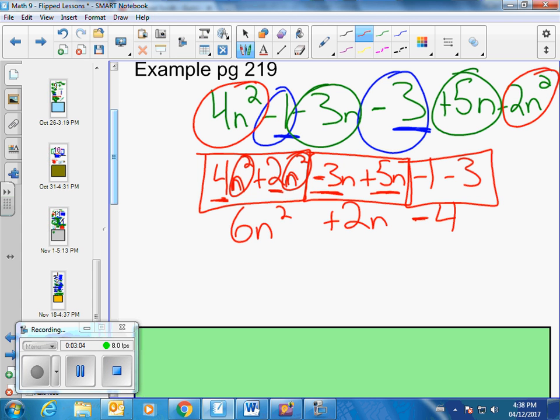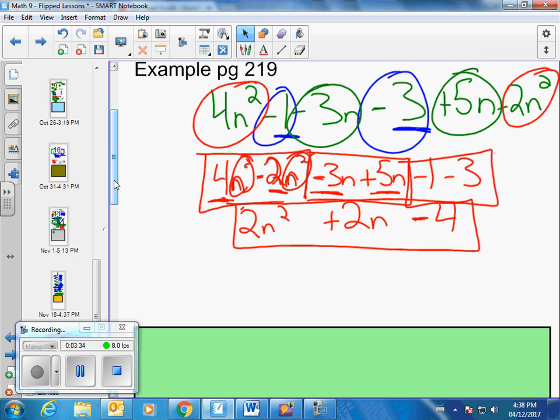So my, oh, did I forget something here? Oh, yeah, I wasn't paying attention. This is not a positive. This is a negative. That's what I get for trying to read my own messy writing, which means that 6n squared actually becomes 2n squared, because I have 4n squared minus 2n squared. So 2n squared plus 2n minus 4 is our final answer for that example question.